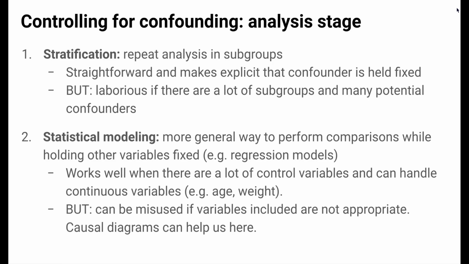A widely used type of statistical model is called a regression model. These models provide a more general way to make comparisons while holding other variables fixed. These models work whether variables have a small number of categories or are continuous, meaning that they have infinitely many values. However, these models are not flawless, and like any tool, they can be misused. The modeler has to choose what variables to include in these models, and this can go wrong in a variety of ways depending on the causal structure of the situation. It turns out that more advanced tools for working with causal diagrams are helpful here, but we won't talk about that in our class.